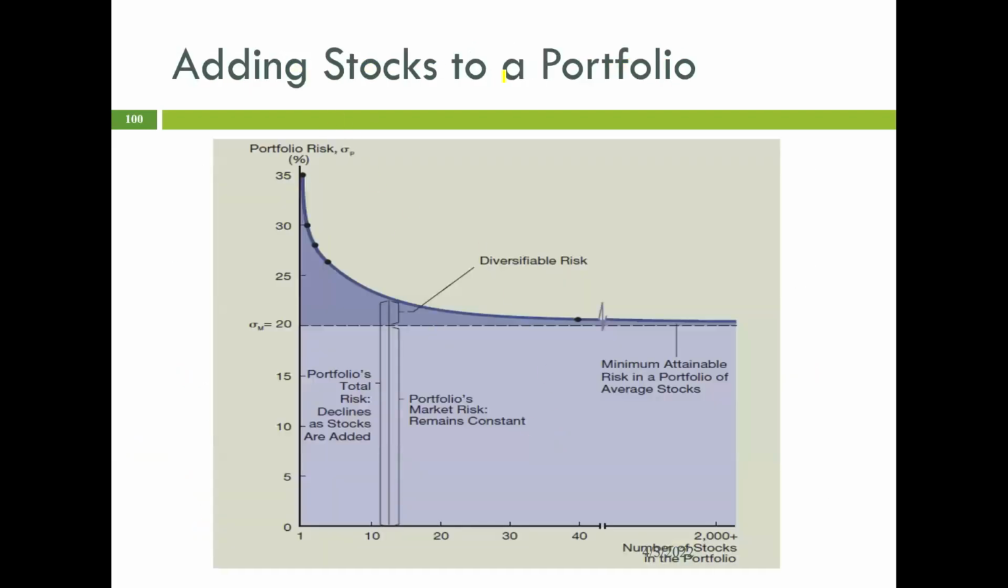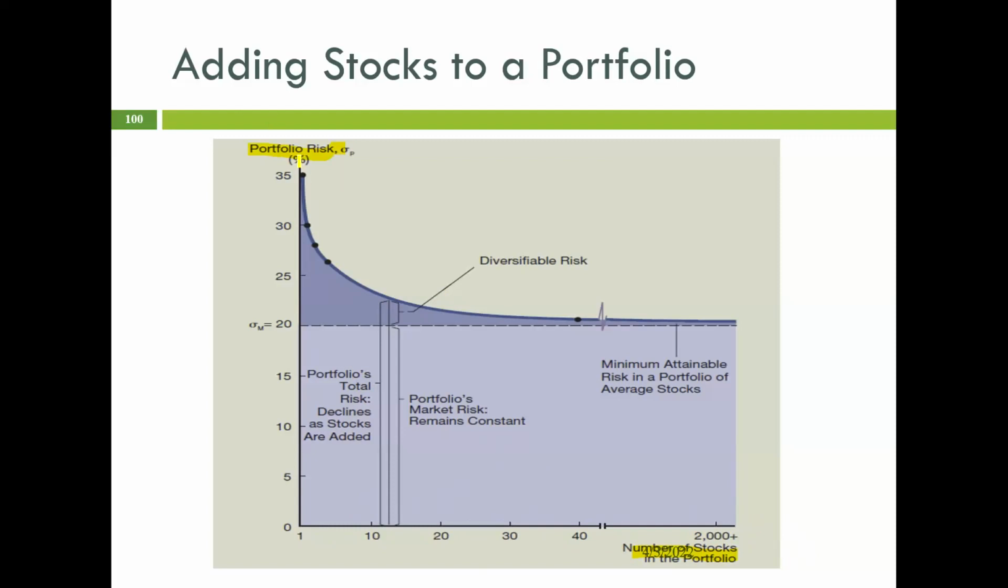Now if you look at this diagram, you can see what I taught. Just look at this. Here in the x-axis, this is the number of stocks in the portfolio. This is portfolio risk. This is the number of stocks. When the number of stocks is increasing, from 10 to 42, and likewise up to 2,000, 5,000, right?